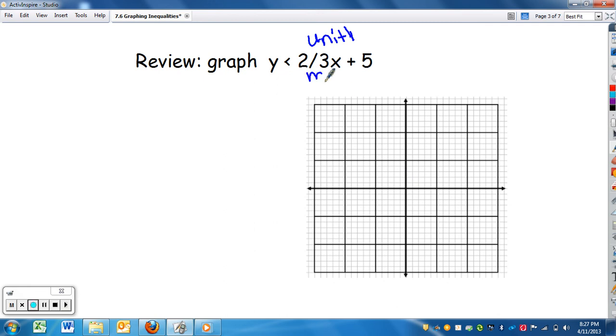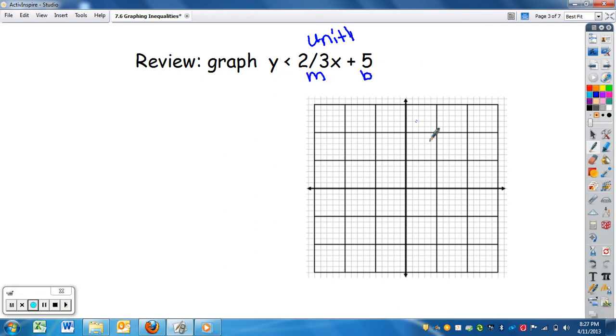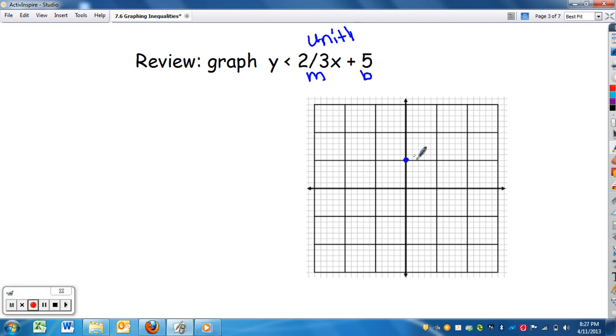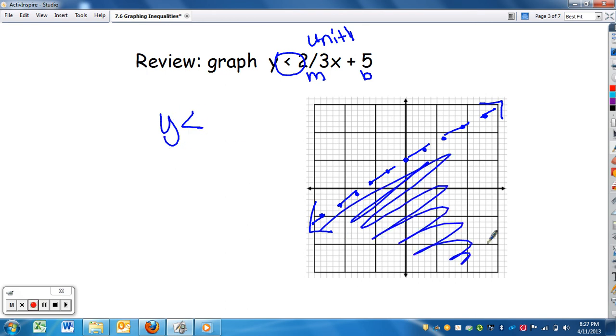So graphing this, we had our m and our b. This is a line. We start at 5 and go up 2 over 3 as our slope. So we'd graph the line by plotting our points. Down 2 over 3, reversing my direction. So we get a series of points on our line. And then we decide, is this solid or dashed? Well, since it is less than, it is a dashed line, so I just make dashes along my line. And then we would shade above or below. Well, y is less than, so we shade below.